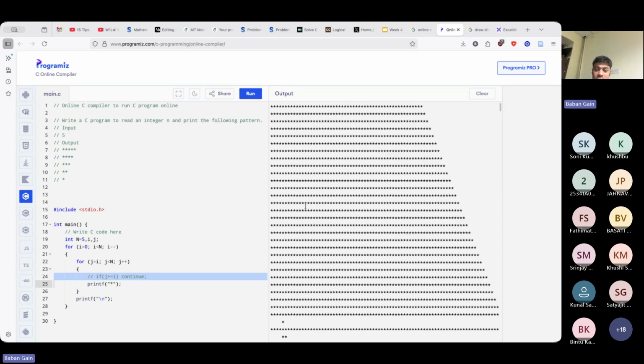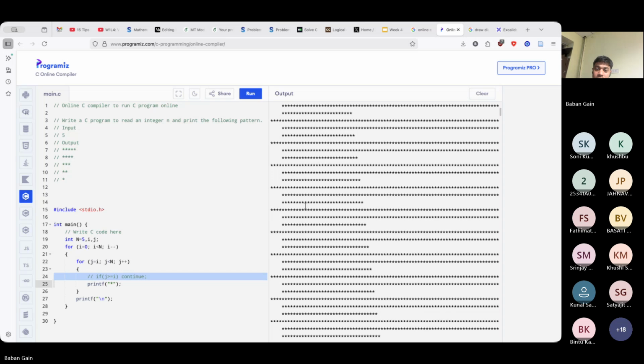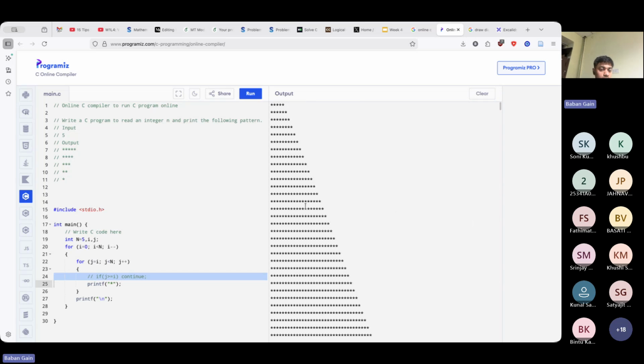So the answer is not correct. It is kind of like an infinite loop, I think. Yeah. So J equal to I, J is plus plus, so J is going to infinity. So any other answer here?